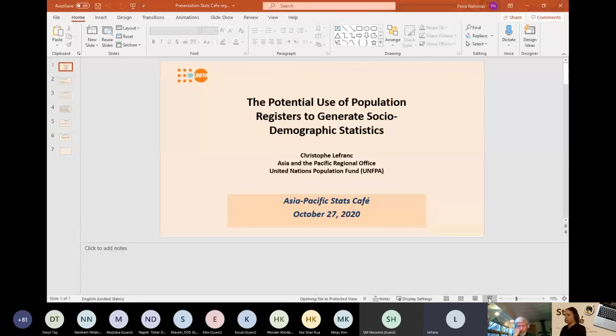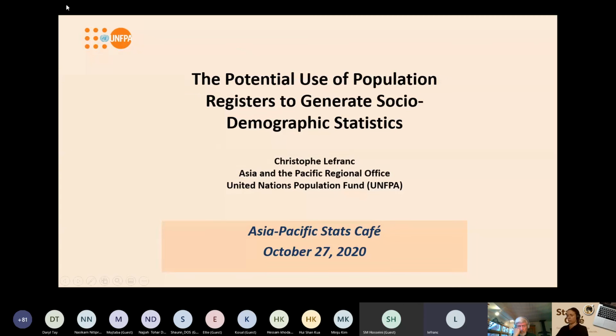Move to the second slide if you can, Petra. Yes. Can I just check that you see the slides okay? I can see the title one, so you can move to the next one.